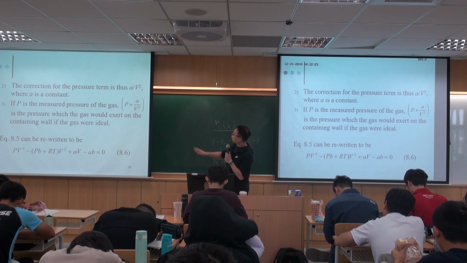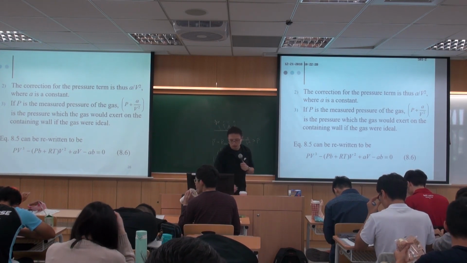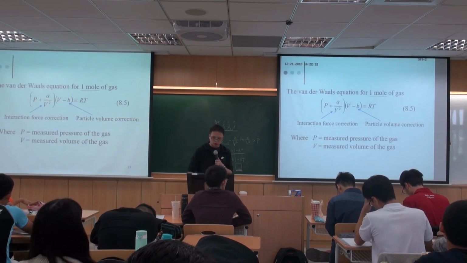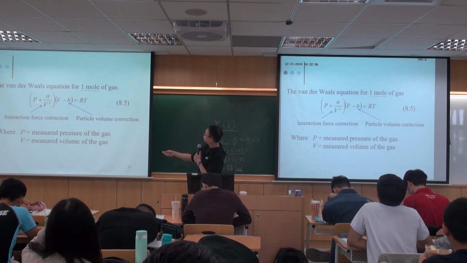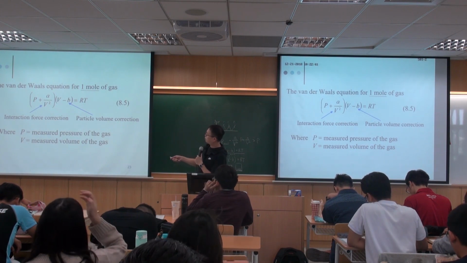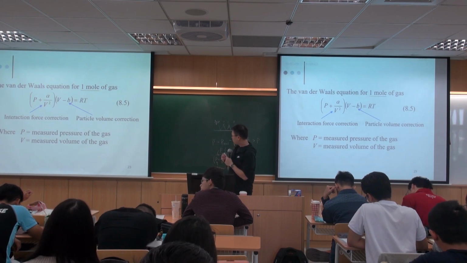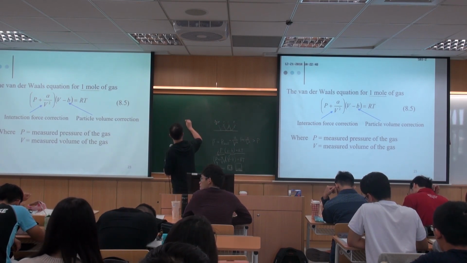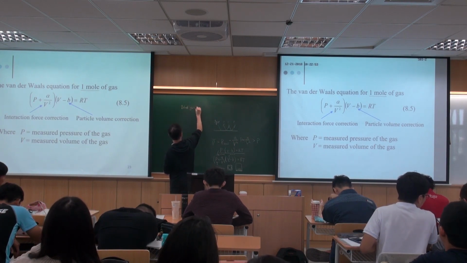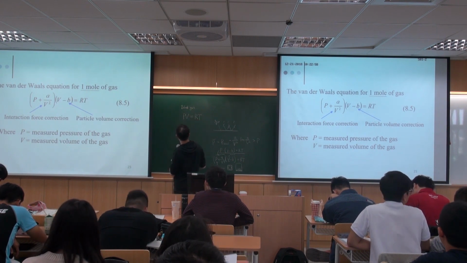So over here, let us go back to this expression. The van der Waals equation for a real gas is something like this. But this is actually modified from the ideal gas equation. And we know that for an ideal gas, for 1 mole of ideal gas, it is something like this.